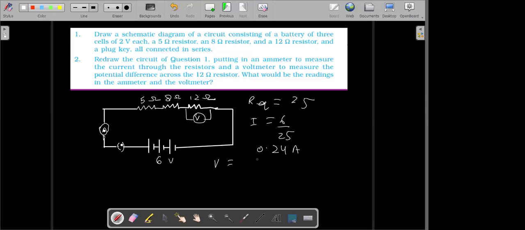Tumuk, what's the answer? Yes, sir. Potential difference here across 12 ohm. So this potential difference across 12 ohm, you can multiply them. V equals IR, so it will be 2.88 volt. Now see the next question here.